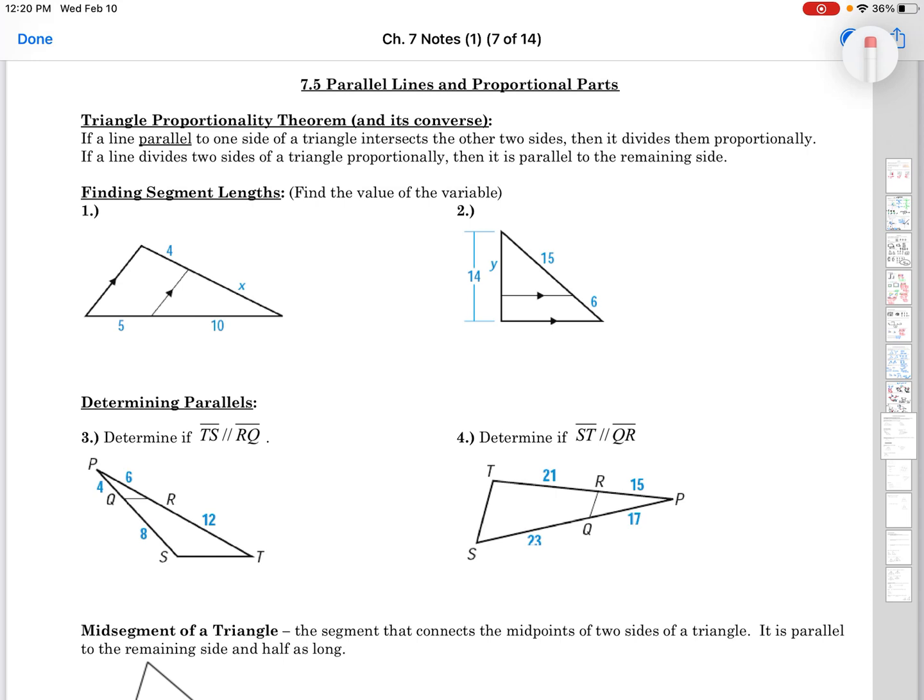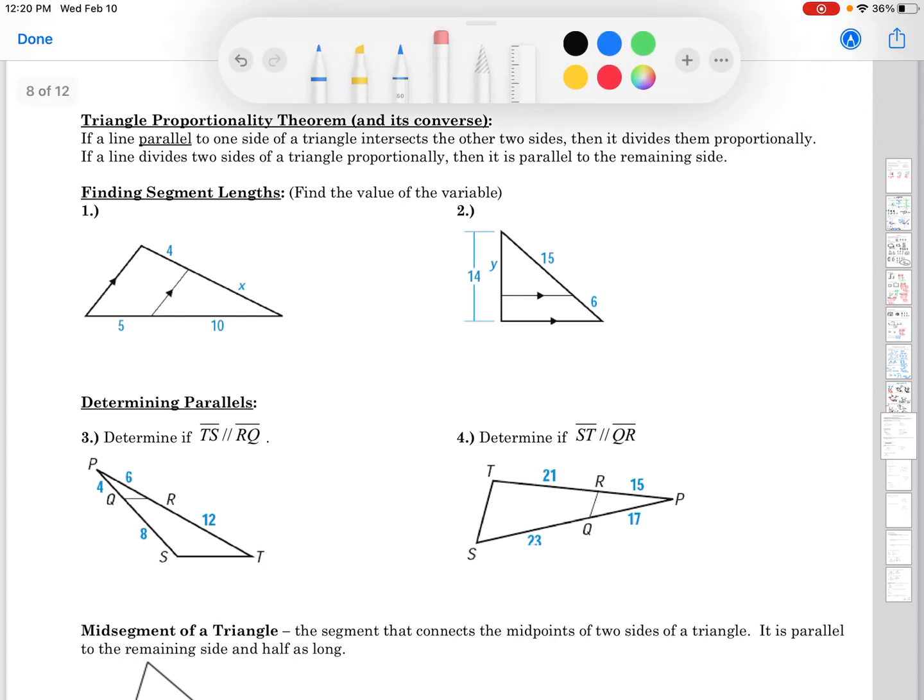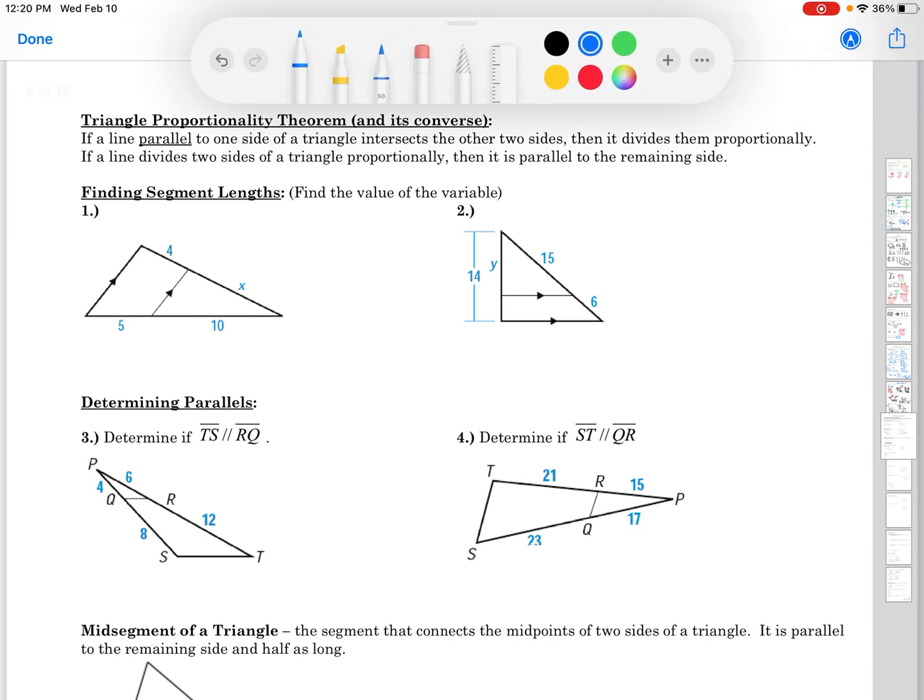So here we're finding the segments. We're saying that if these two sides are parallel, which we can see by these arrows here, then that means that these are proportional. So I can put x over 4, they are proportional to each other, and that's going to equal 10 over 5.